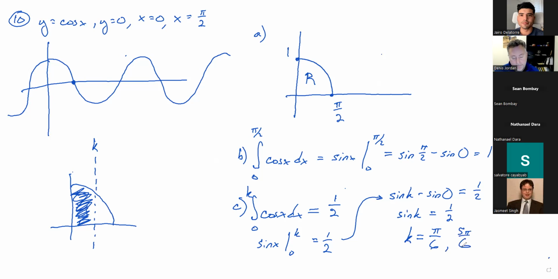Yeah, but because you're only looking from 0 to pi/2, you can get rid of this one and you're only left with this one. All right, any questions on number 10? No, thank you so much.